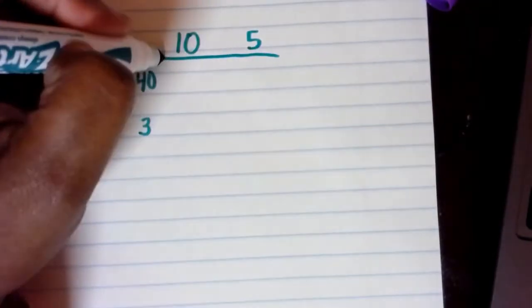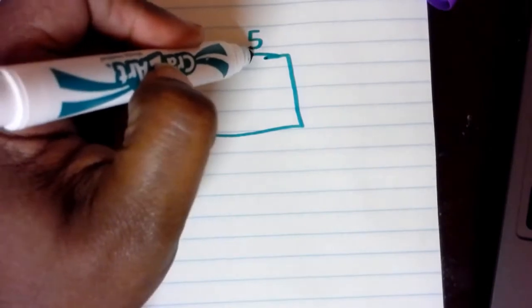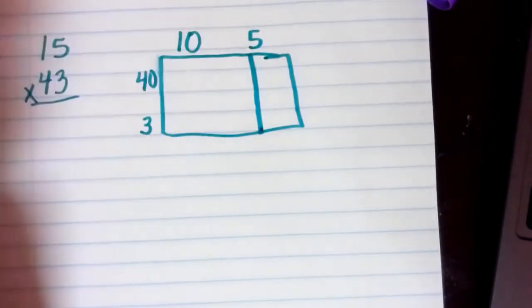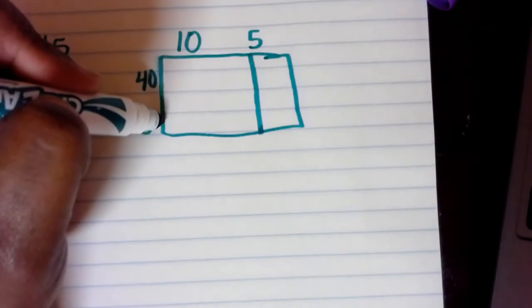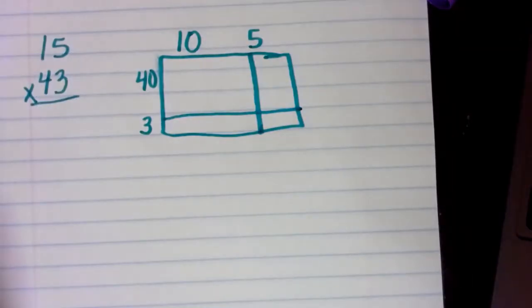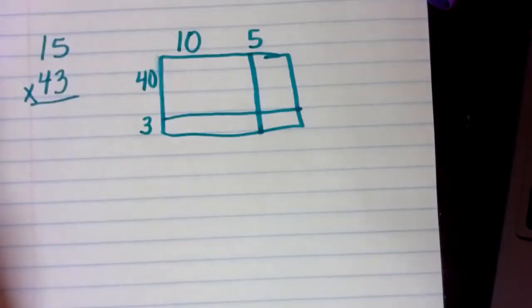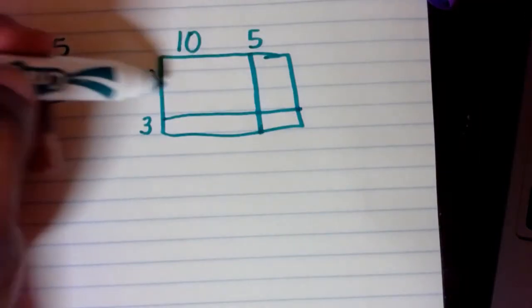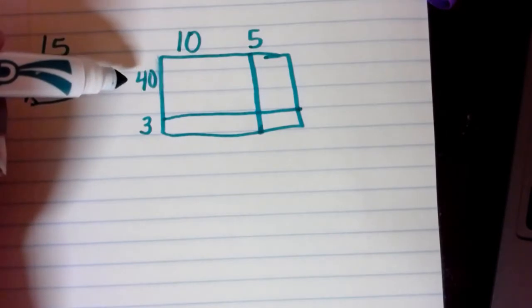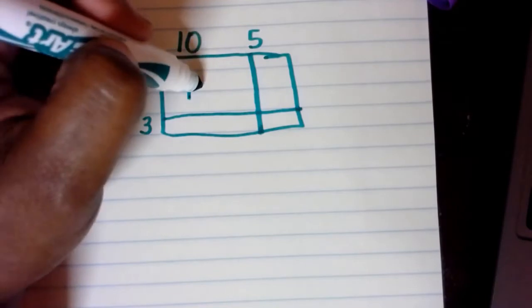I will draw a rectangle. And since 5 is half of 10, I will make this one piece, and then that would be twice as much. 40 is a lot bigger than 3, so I'm going to draw a line to show that 40 is larger than 3. In this case, I have 4 sections, so I will have 4 answers. These two match up here, so 40 times 10. 4 times 1 is 4, and then you have 2 zeros.